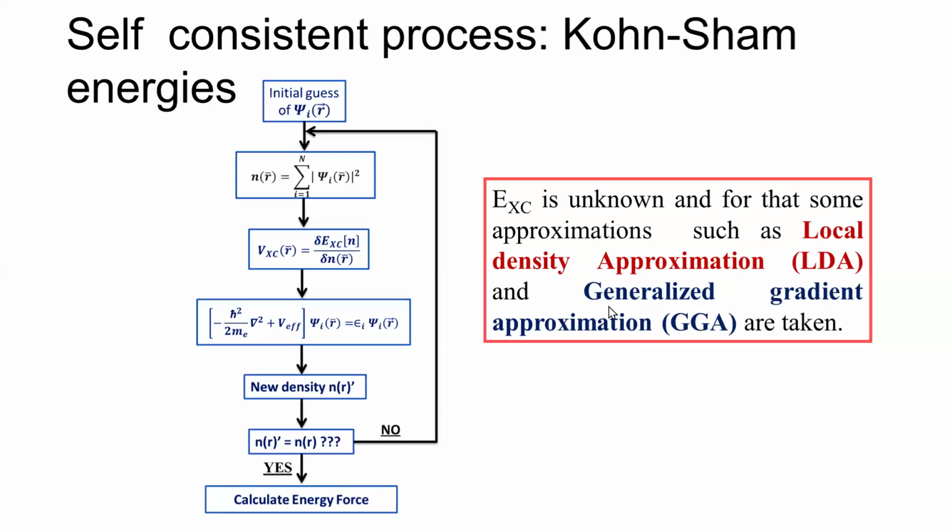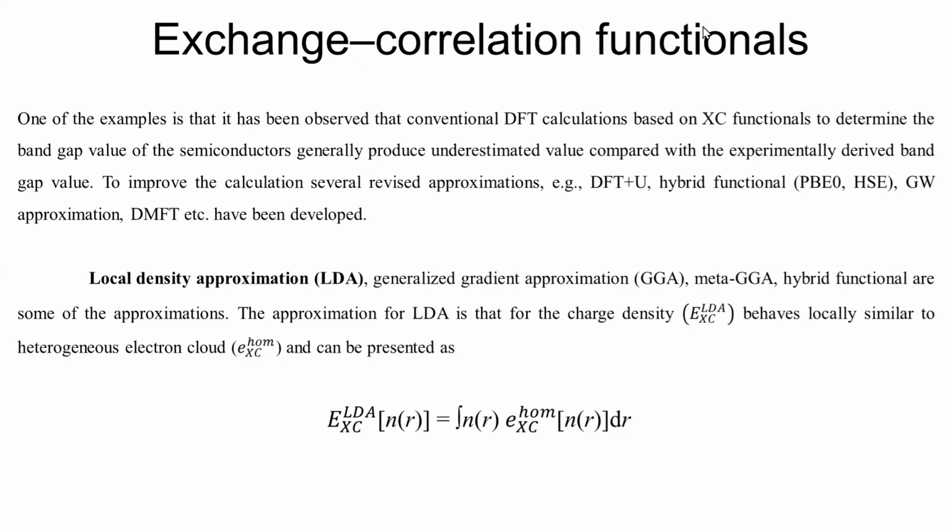So let's discuss briefly what the exchange correlation functionals are. First of all, density functional theory calculations based on the exchange correlation functional are used to determine the band gap value of semiconductors, or, in short, to determine the true ground state energy. The true ground state energy depends on the exchange correlation functional. The first functional developed is the local density approximation, which is called LDA. As the name suggests, it locally considers the electrons. Then the modified version of LDA is the generalized gradient approximation, that is GGA, then meta-GGA, hybrid functionals, and many more approximations are there.